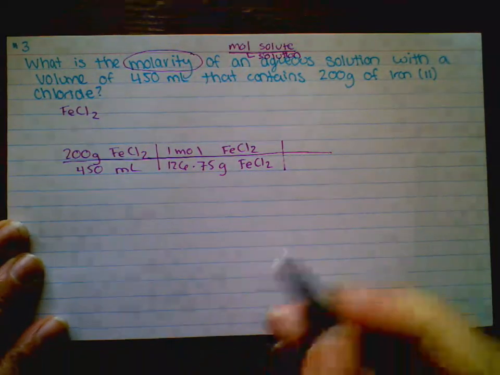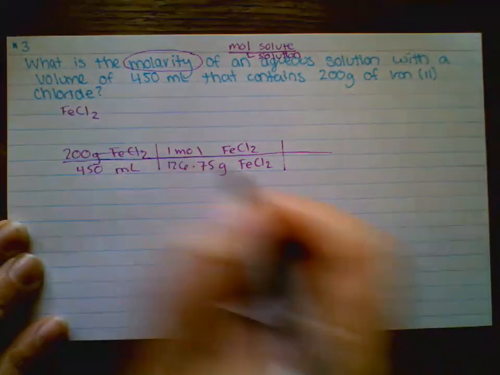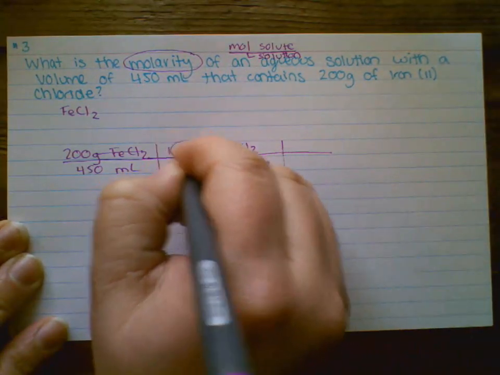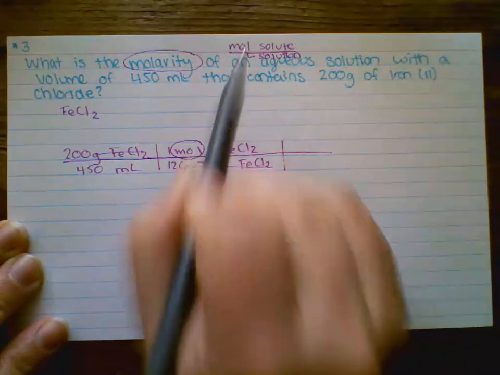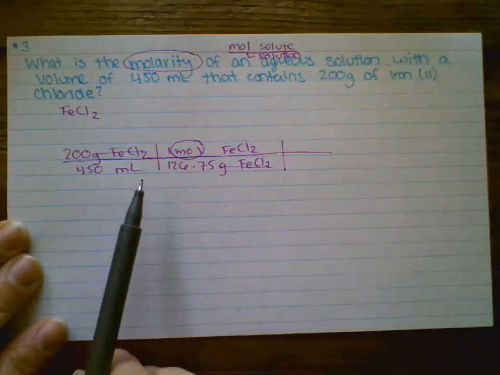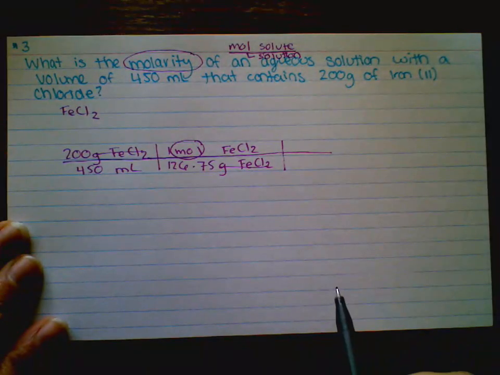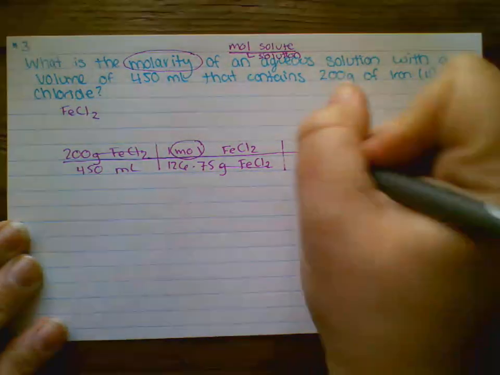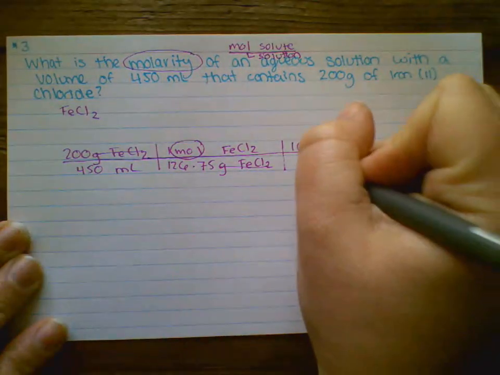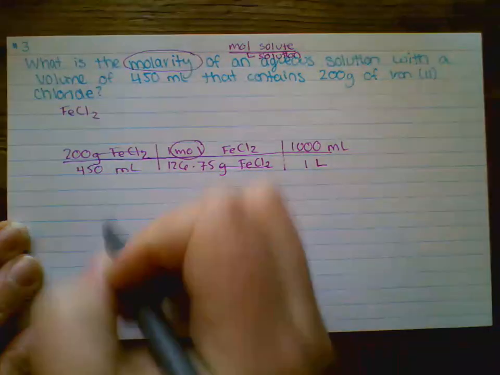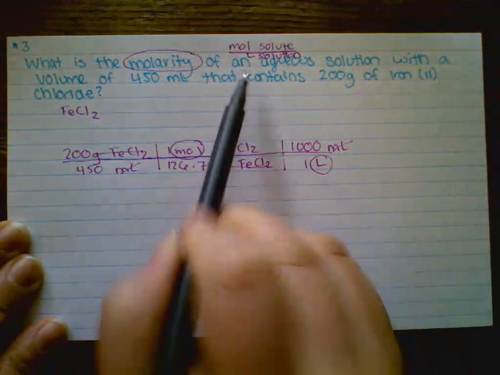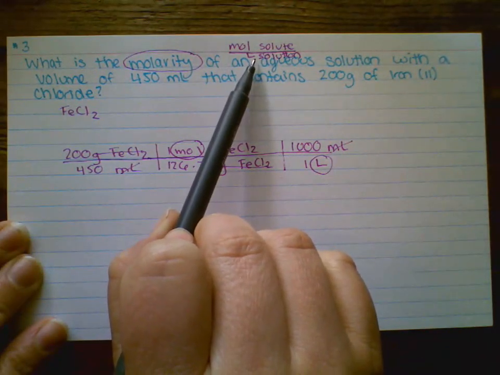Okay, we always want to cancel our units. So grams of FeCl2 cancels with grams of FeCl2. And here's my moles. I'm circling this because this is an end unit that I want to get to. So I'm not going to convert that anymore. Now I have to deal with the milliliters. I have 450 milliliters. I know that 1,000 milliliters fit into 1 liter. So again, milliliters cancels with milliliters. I'm left here with liters, which is my other end unit.